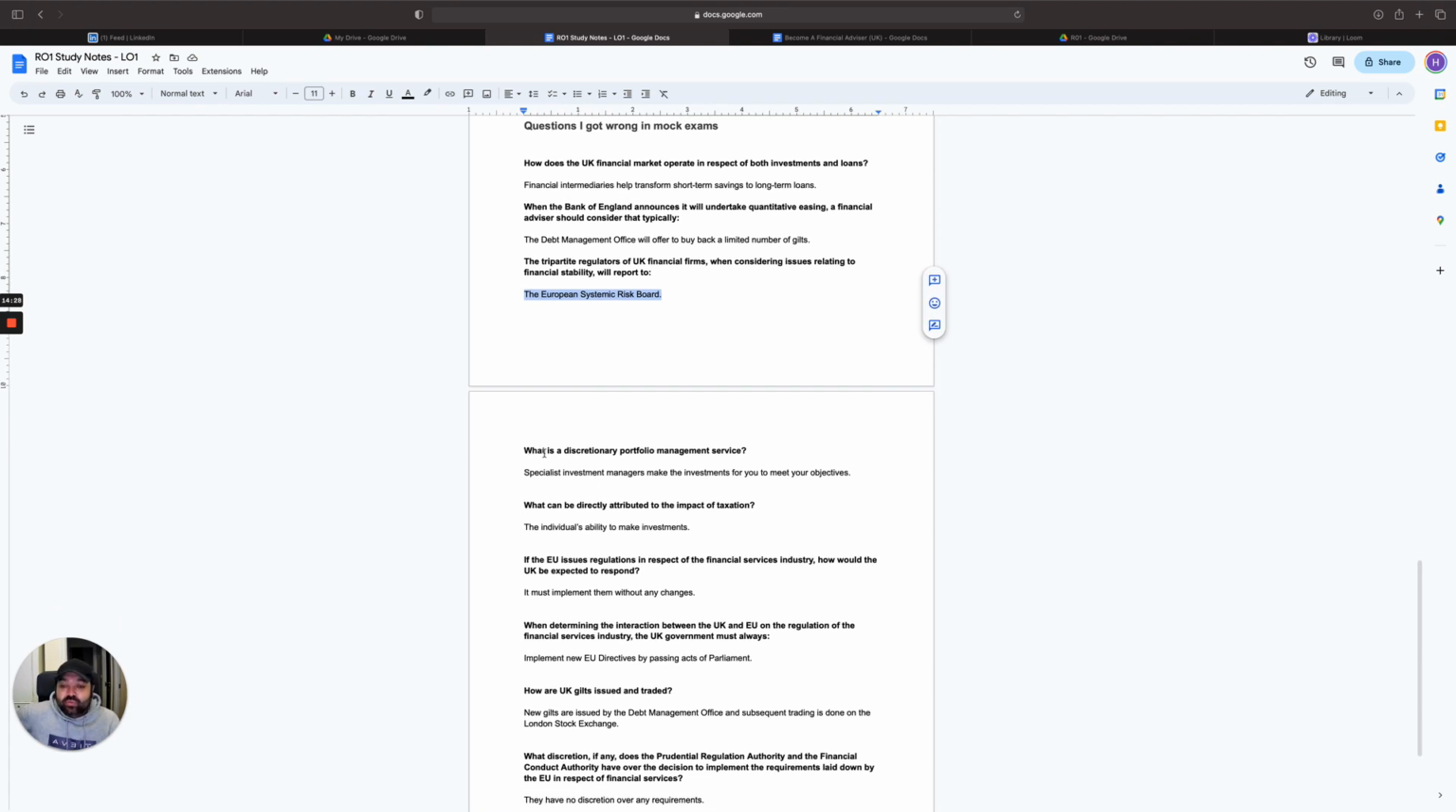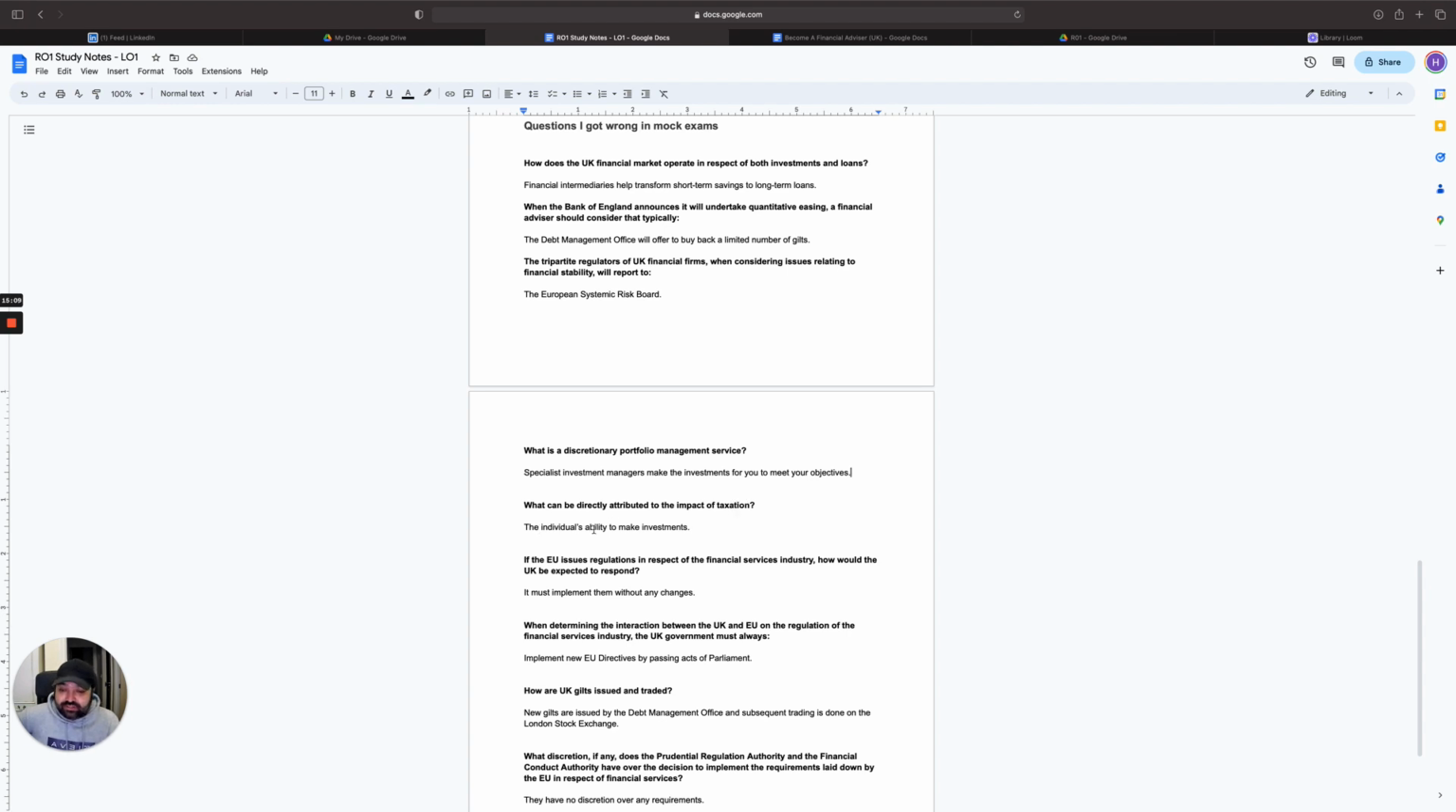Next question is, what is a discretionary portfolio management service? I should have known this. I went for the other one. So this is where specialist investment managers make the investments for you to meet your objectives. I still gave the client a little bit of control in the answer that I put. So I thought that the specialist investment managers will suggest investments, and the client will still have to sign off on them. But this is where they can actually make the investments for the client, according to their objectives.